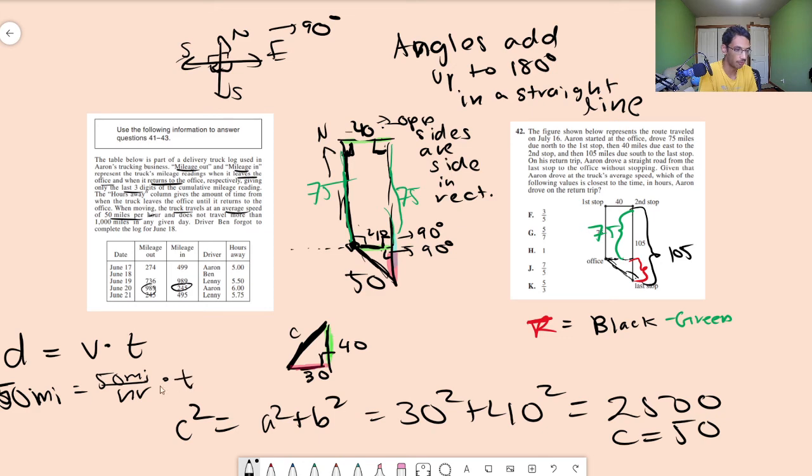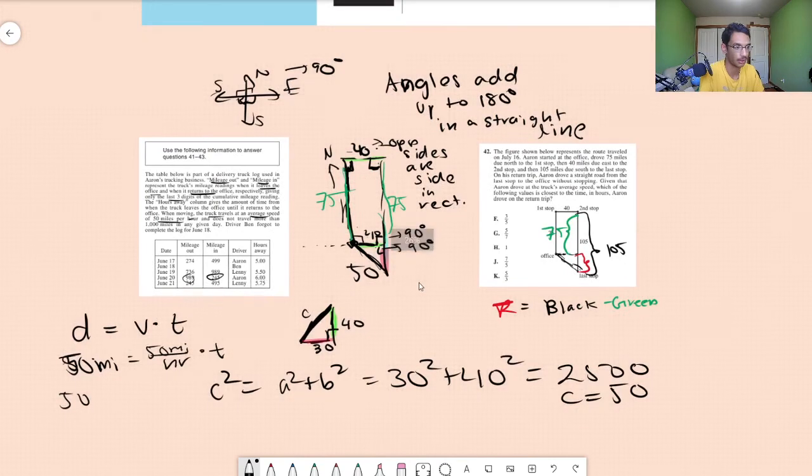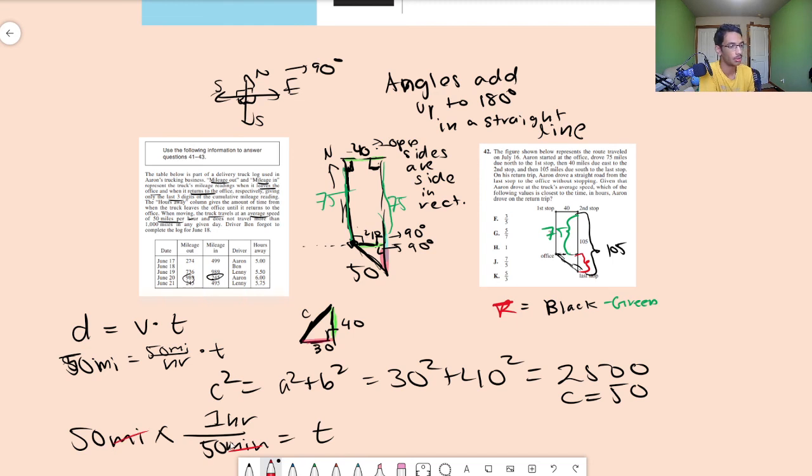If we do the division, we get 50 miles an hour multiplied by time is equal to 50 miles. Sorry, not 50 minutes, 50 miles, making a lot of mistakes. 50 miles down here, and the 50s cancel each other out, and you're left with t is equal to 1 hour, which means the answer is H.